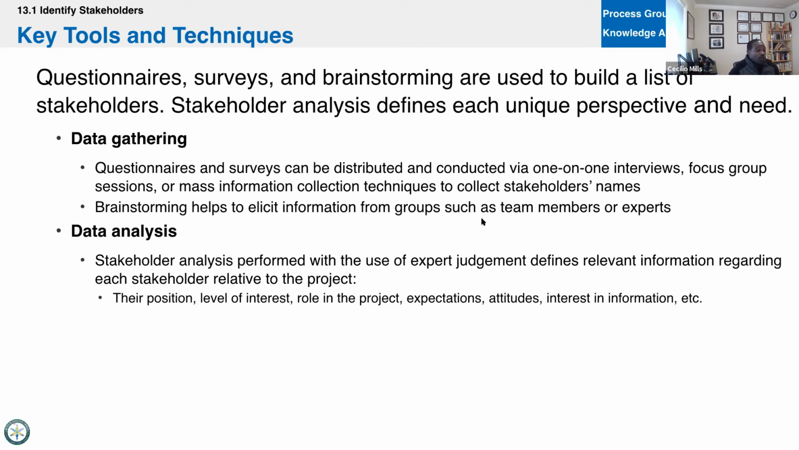Or brainstorm. Who do we think? And this is really brainstorming for data gathering. Think more of the EEFs. Think more of the legal folks and the regulatory folks, who don't have a financial or resource stake in the project, but they may be impacted. So that's where we have to do more brainstorming to find those whale-watching groups that I was mentioning earlier. And then you analyze them.